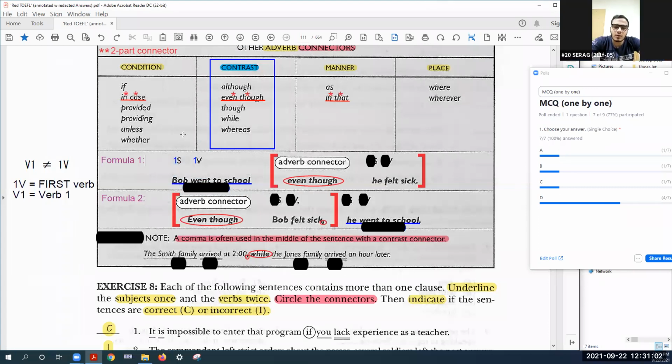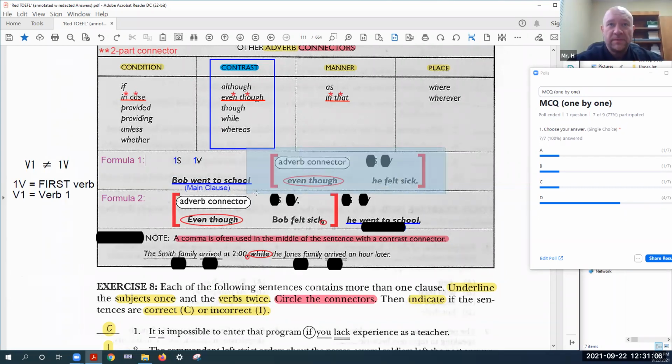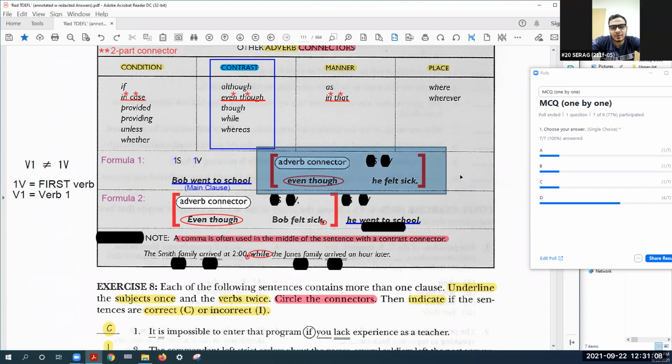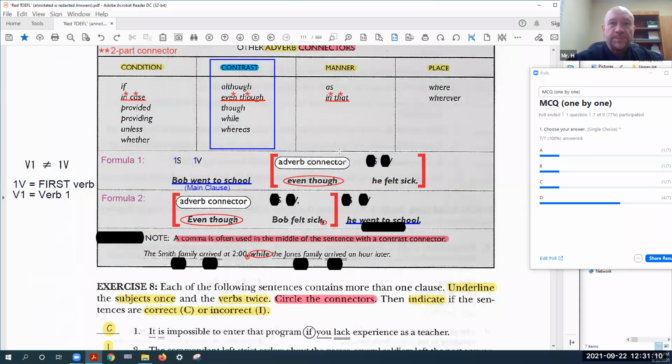This is the main clause. That's right. It's the main clause. And then? Even though he felt sick. What do we have? Even though? A connector. Good. And then? He, the second subject. Felt, the second verb. Bingo.